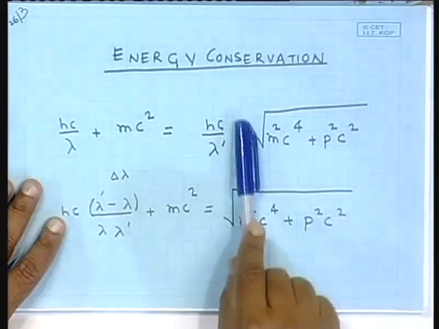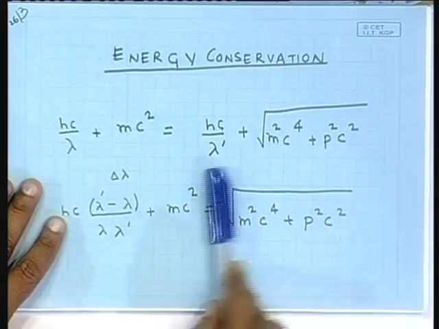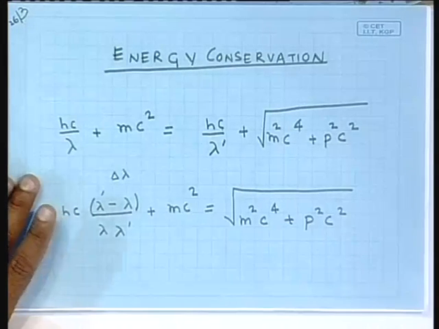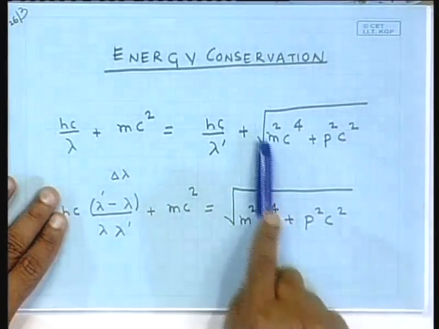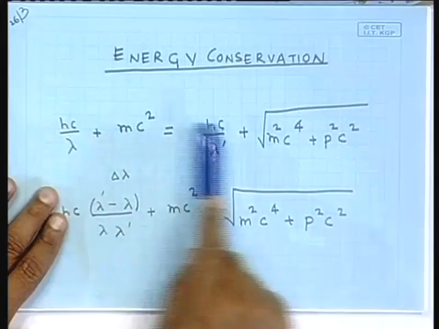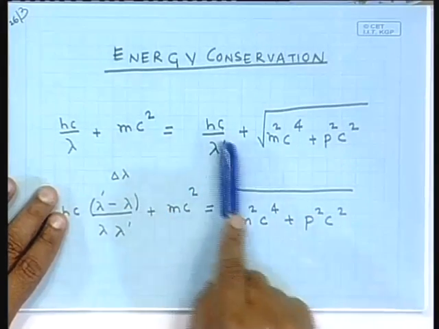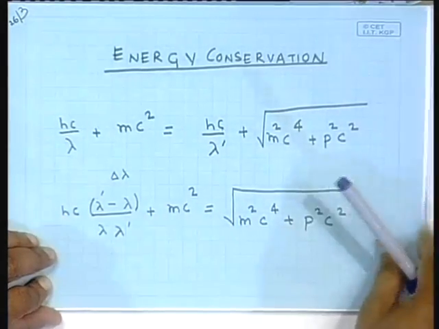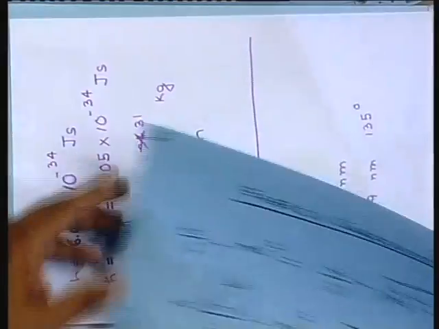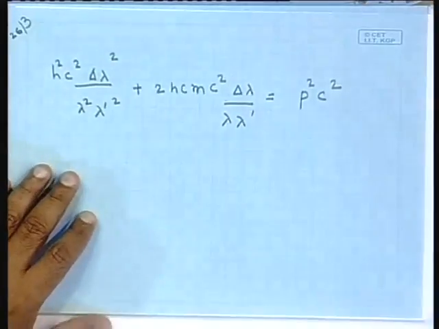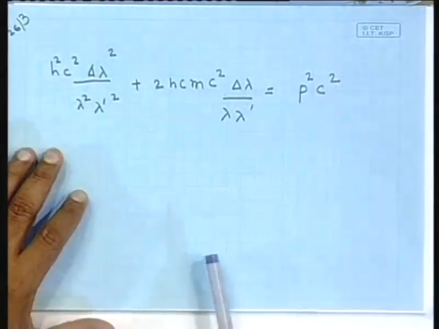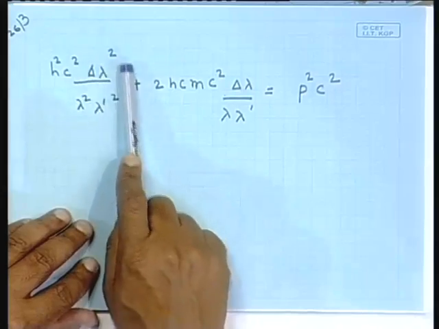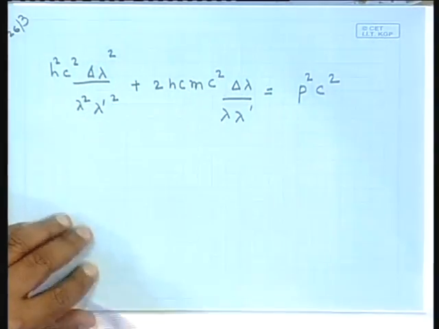This is equal to hc by lambda prime plus the enhanced energy of the electron, because in this scattering the electron gains some energy. So, this has to increase because the energy of the electron has gone up. To maintain the conservation of energy, this energy of the photon has to go down, and by doing some algebraic manipulations on this, we have arrived at this relation between the momentum of the electron and the shift in the wavelength of the X-ray photon.